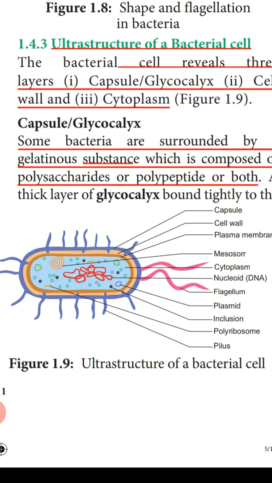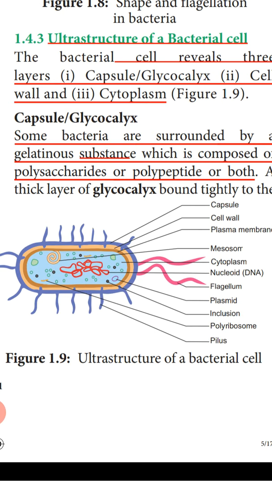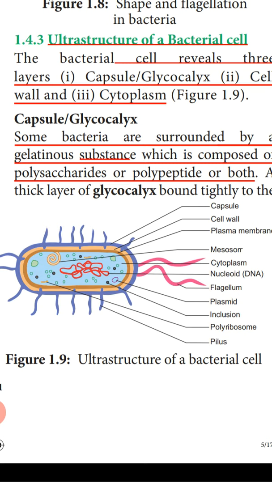Some bacteria, not all bacteria, are surrounded by a gelatinous substance. A gelatinous substance means a sticky substance which consists of polysaccharides or polypeptides, and sometimes both are present. This thick layer of glycocalyx, this polysaccharide covering which is present on the outside and tightly fixed over the cell wall, is called the capsule or the glycocalyx. So in some bacteria, a gelatinous substance made up of polysaccharides or polypeptides is present, and this thick layer tightly bound over the cell wall is called the capsule.